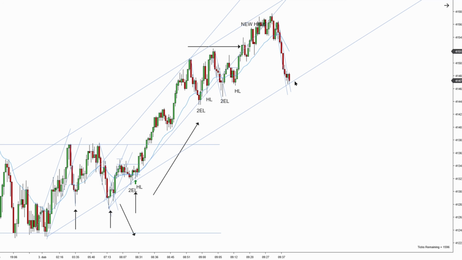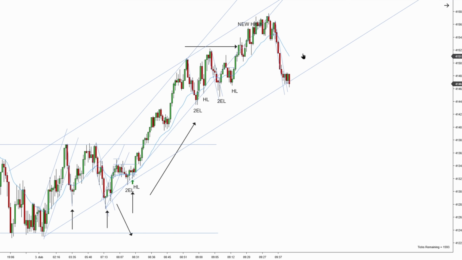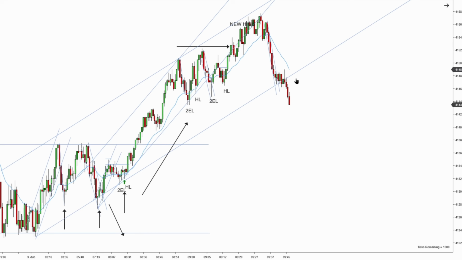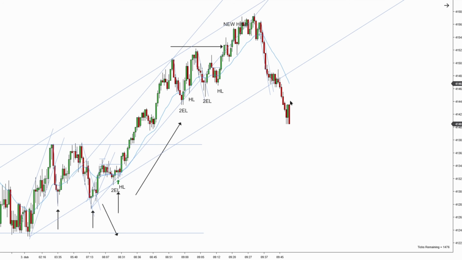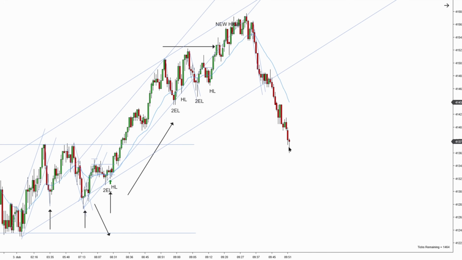In order for me to buy, I would definitely need to see a push above the EMA. And notice we're completely ignoring the channel and trending all the way down here. By the time you're here, I have to switch gears. Don't hold on to your analysis too firmly. You have to be open-minded.